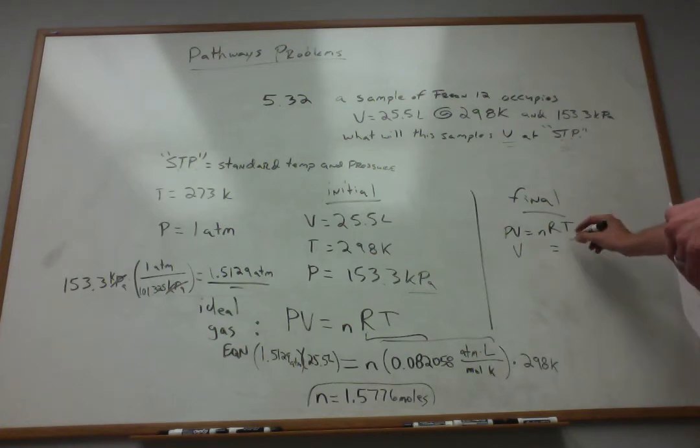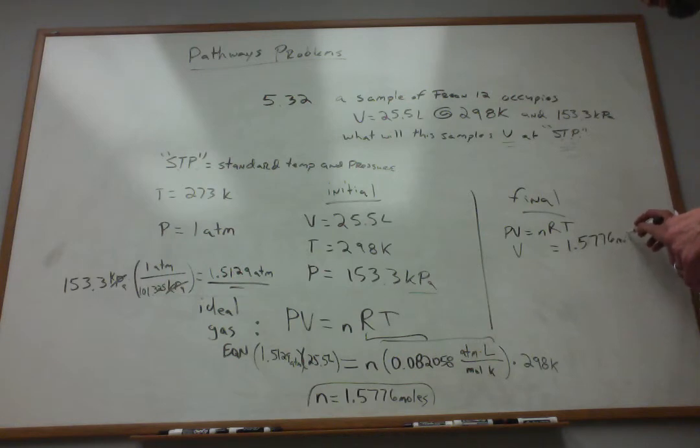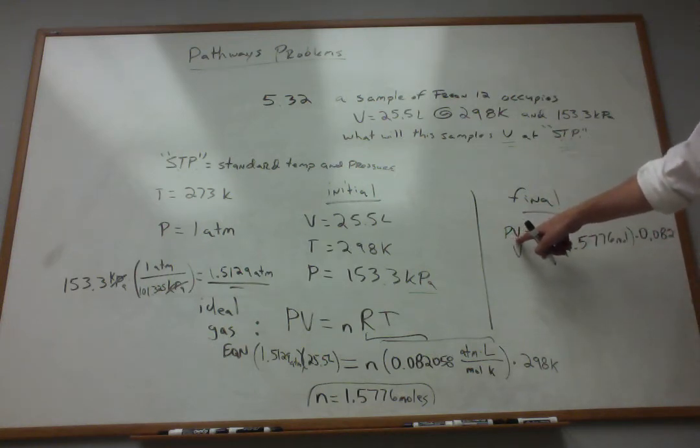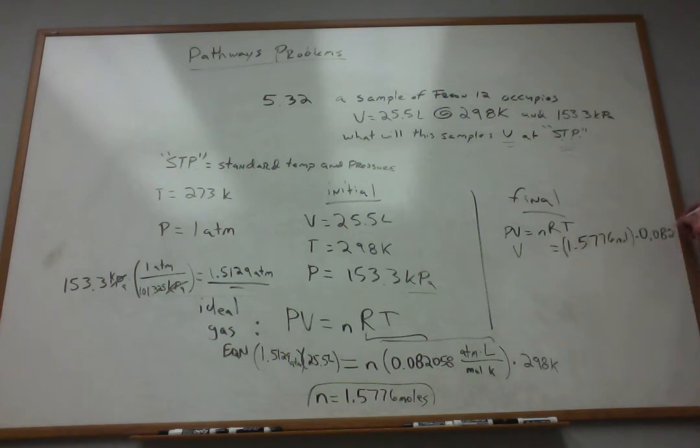Now I know that the number of moles of my gas hasn't changed. None has leaked out or anything. It's just, I still got this 1.5776 mole. So I'm going to plug that in for my n. My R is always that 0.082 number that we talked about earlier, as long as the units are in atmospheres for pressure and liters for volume. So I'm going to plug in my R, and then I still have to multiply that by my T.